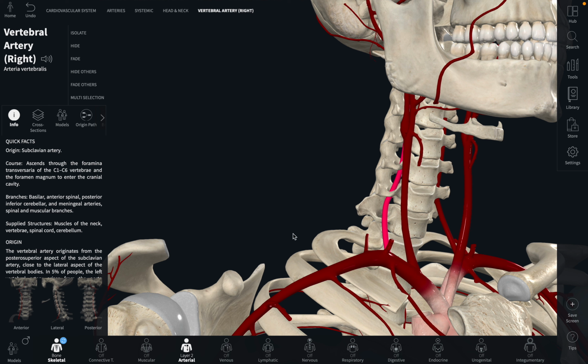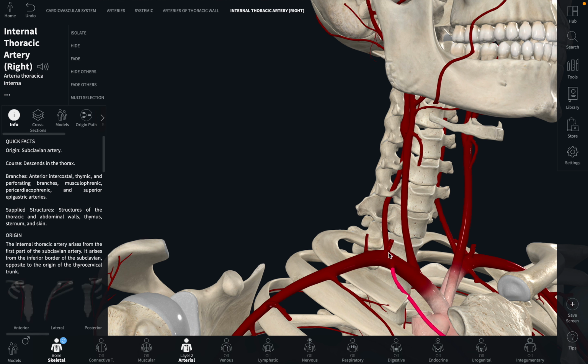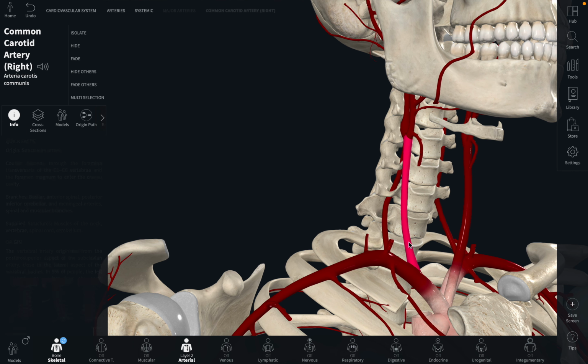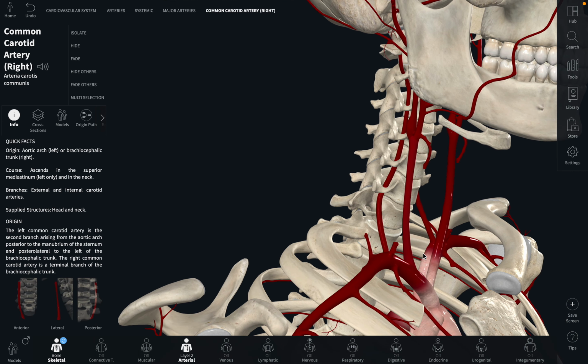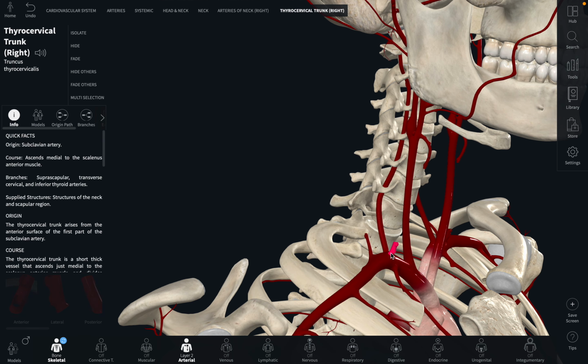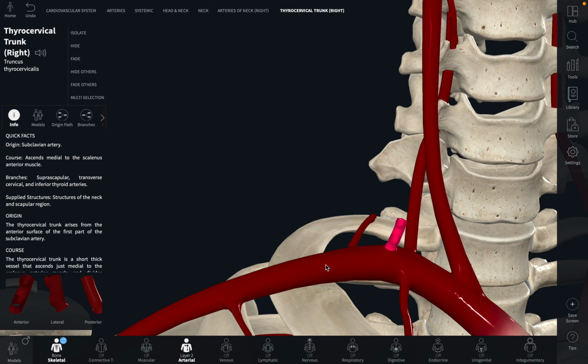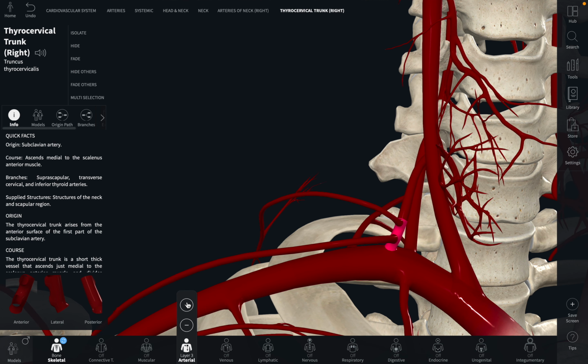Yeah. So now we've talked about two. We've talked about the internal thoracic and the vertebral artery. Now let's talk about one of these important branches, which is called the thyrocervical. Let me try to increase this thyrocervical. So this is the thyrocervical.